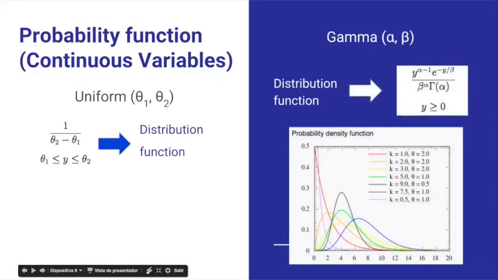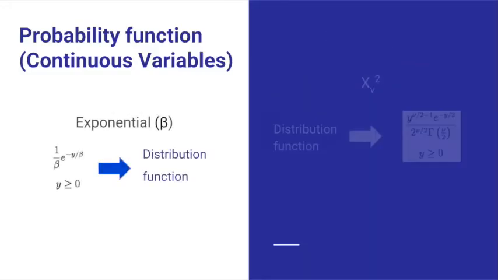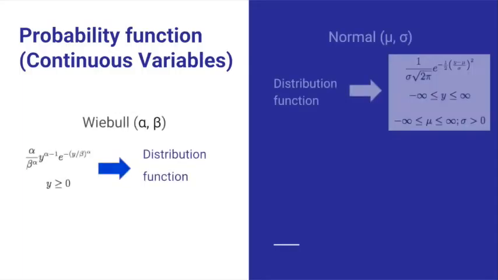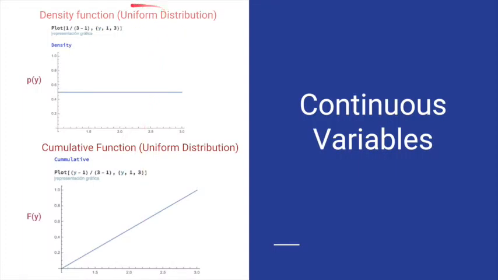Here we can see the probability functions for continuous variables. We can also see that each probability function has its own parameters. This is the uniform distribution. In the x-axis we find the values that y can take, and in the y-axis we have the probabilities that we're going to find for each value of the x-axis.